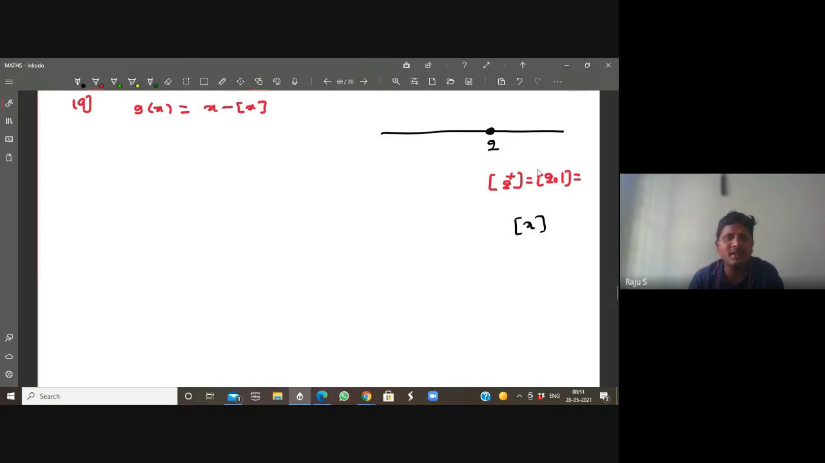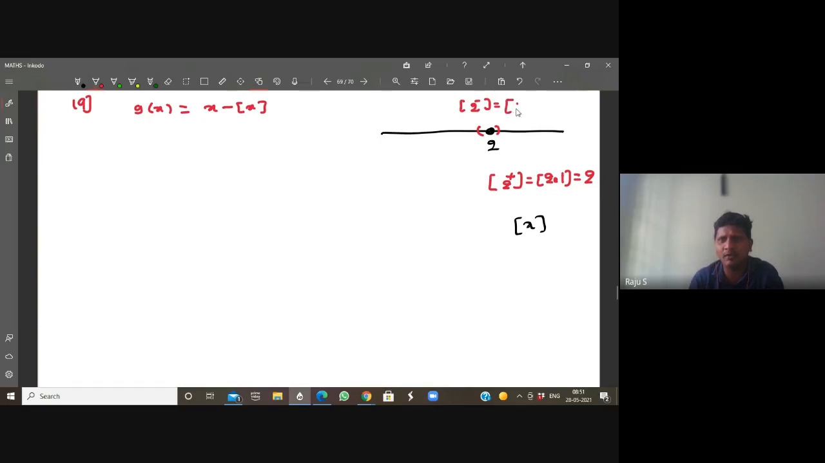2 plus means right hand continuity after 2, I want to check. This is the neighborhood of point 2. Okay, 2 plus we got 2. Then you only check 2 minus. 2 minus means the left side value of 2.